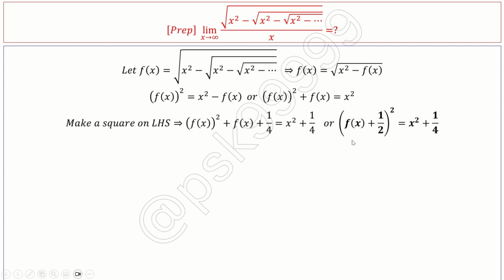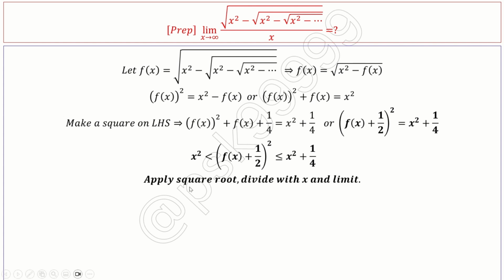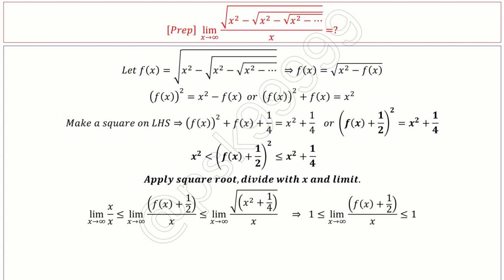Now all I need is f of x by x and then apply the limit, right? So if I apply square root to this, divide by x and apply the limit, that's what I get. One more thing: this is a square, and it is equal to x square plus 1 by 4. So this function is between x square and x square plus 1 by 4, correct? Here also it's greater than or equal to. Let us apply square root, divide by x and apply the limit. We apply the limit to all three. This is what I'll get.